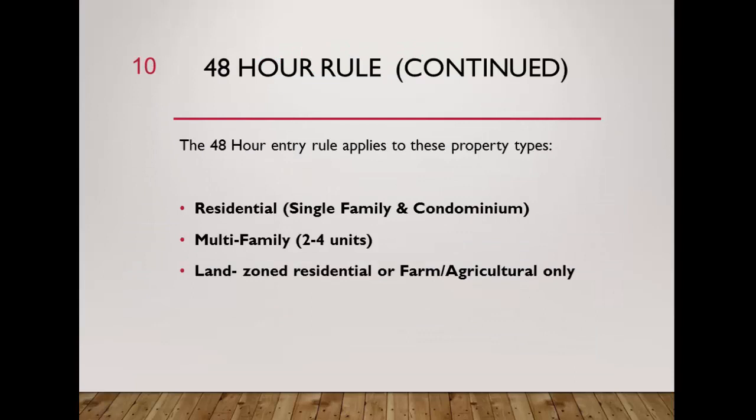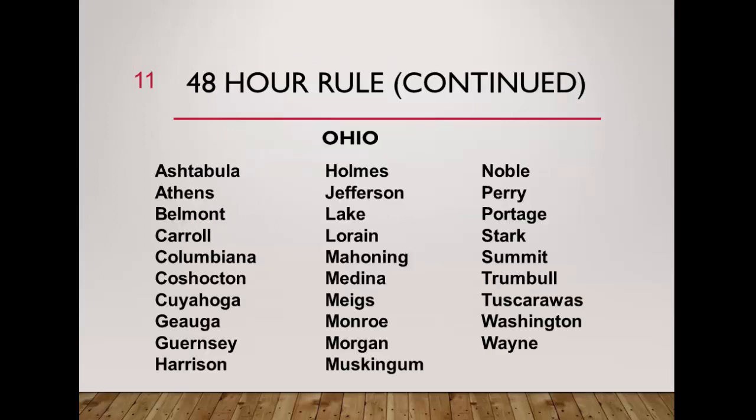So the property types that the 48-hour rule applies to upon original entry are single family and condominium, which fall under the residential property type, multifamily units, which are from 2 to 4 units, and then land zoned either residential or farm agricultural. Commercial listings, rental listings, and land zoned other than residential and farm or agricultural do not have to be entered into our system at all.